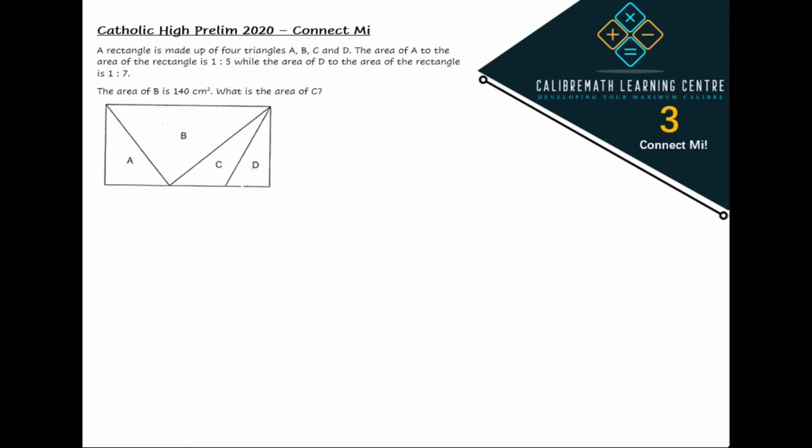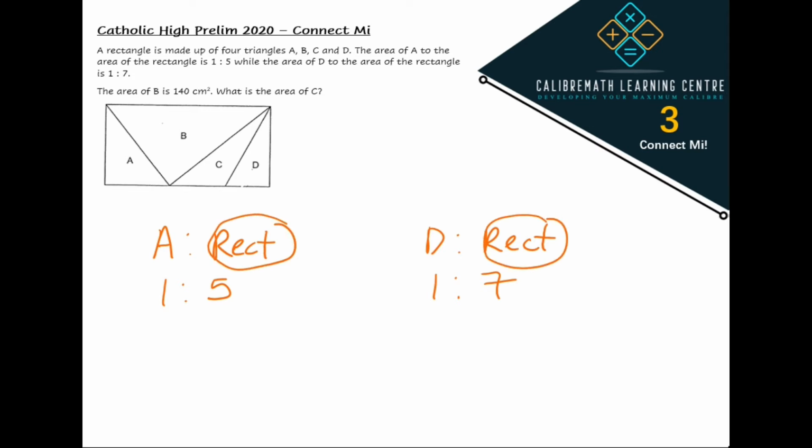A rectangle is made up of 4 triangles, A, B, C, and D. The area of A to the area of the rectangle is 1:5. So let's write out the ratio. A is to rectangle 1:5, while the area of D to the area of the rectangle, it's 1:7. So as you can see here, we have the rectangle that is in common, so we can connect the rectangle, and so that's why you can solve this question using your Connect Me.